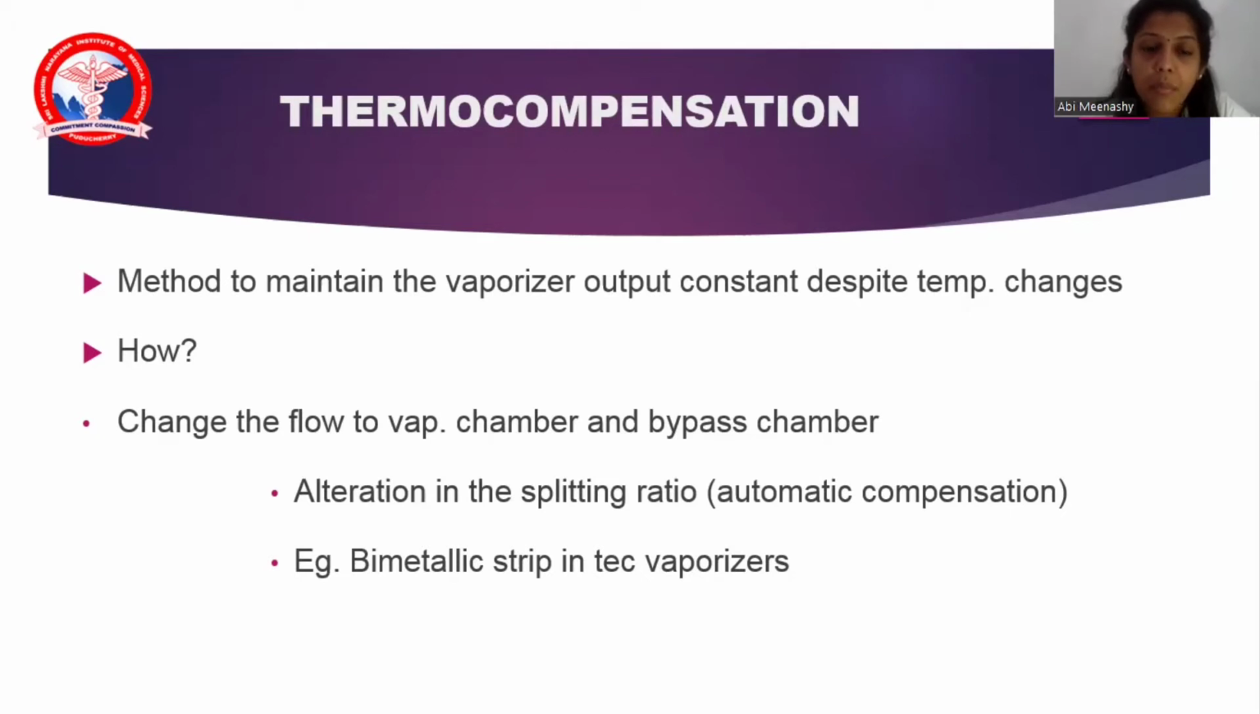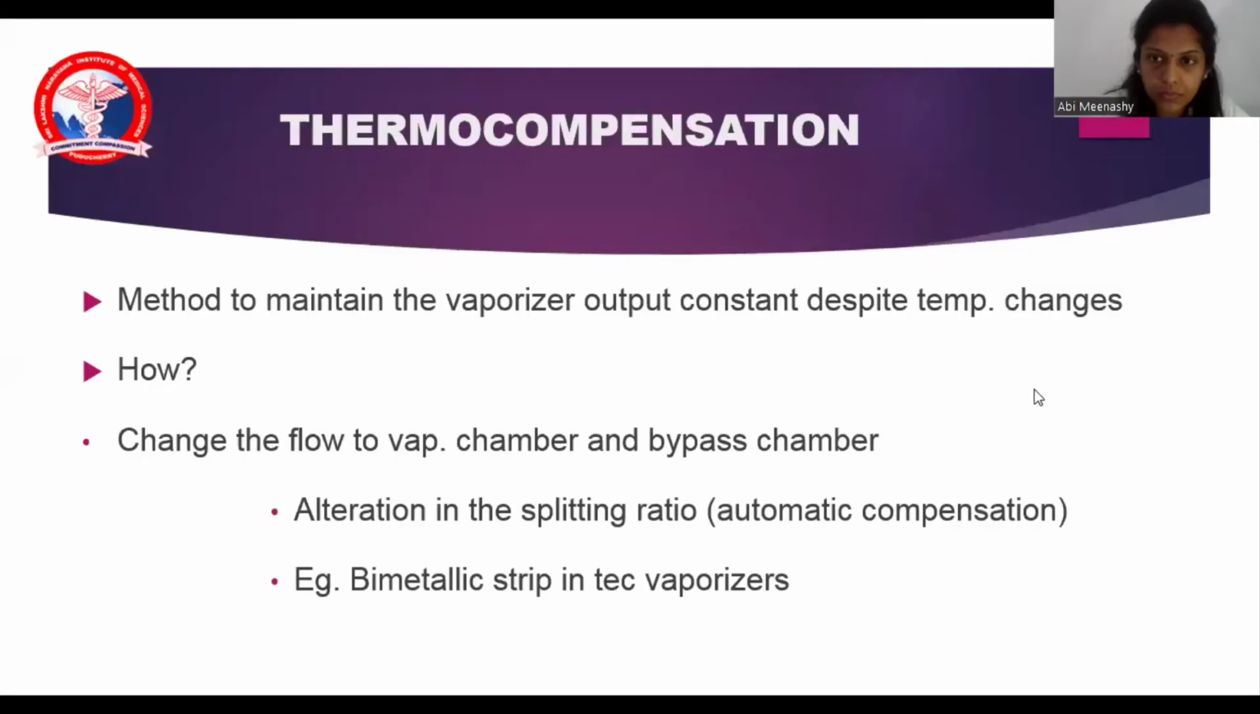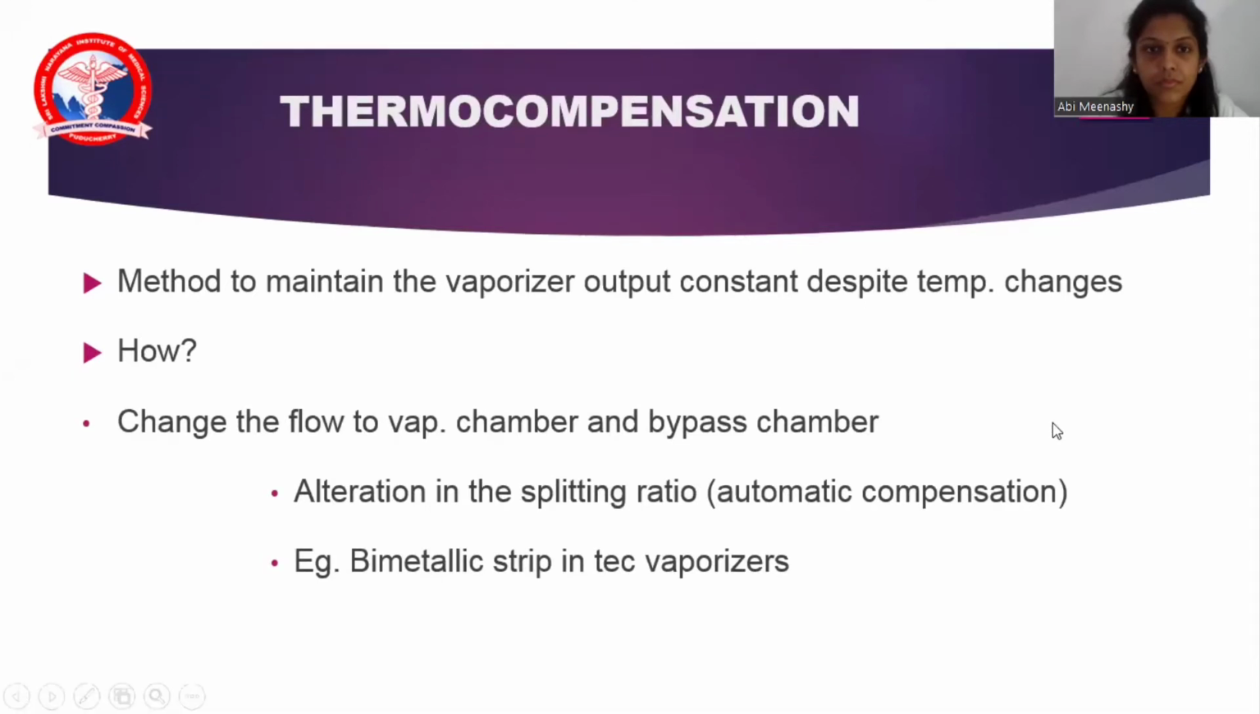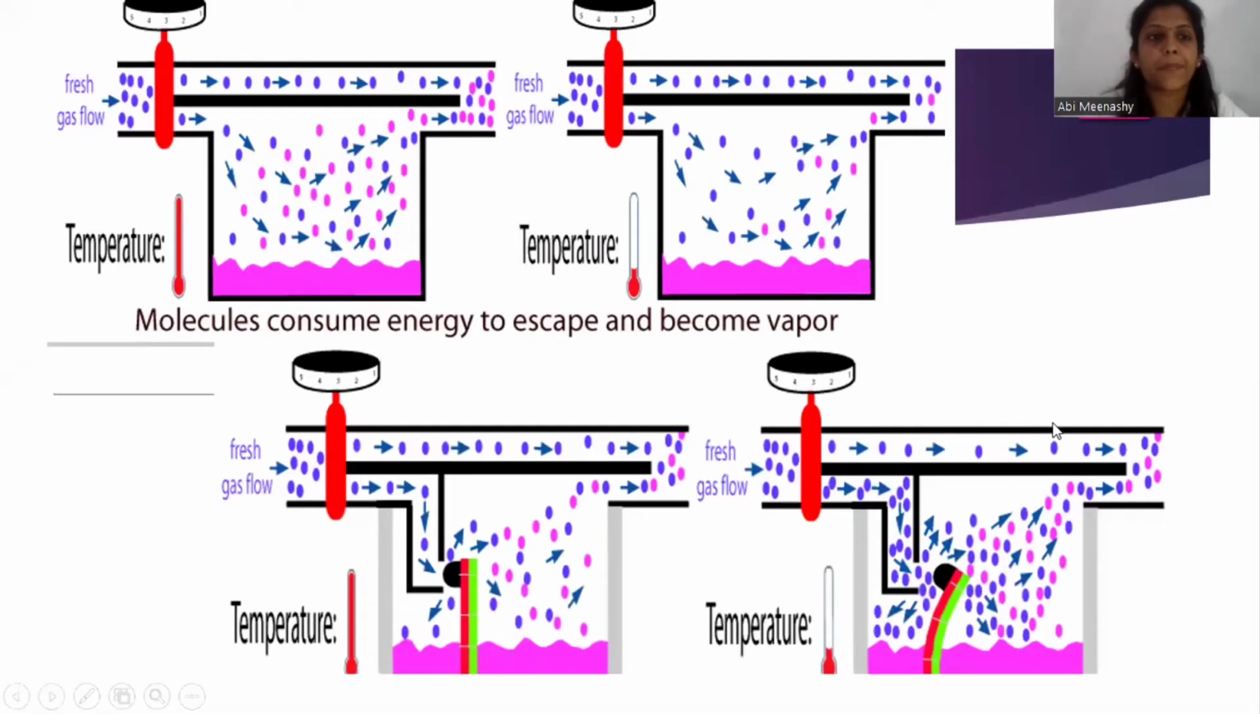For example, we have bimetallic strip in Tec vaporizers. Bimetallic strip is another thing. Bimetallic rod is another thing. Okay. When temperature is high, there is more vaporization. That's what we need to know.